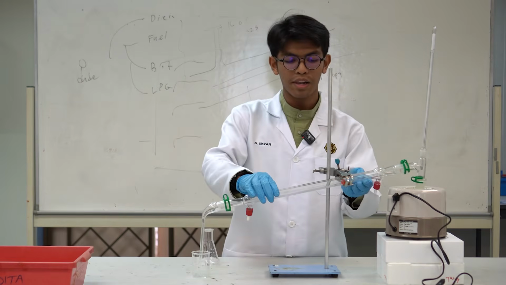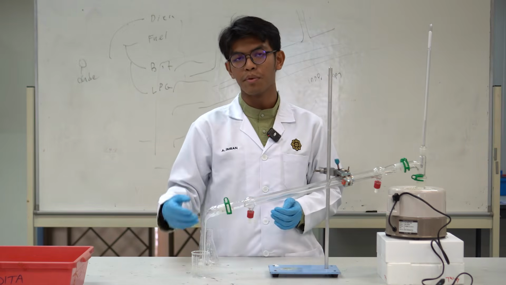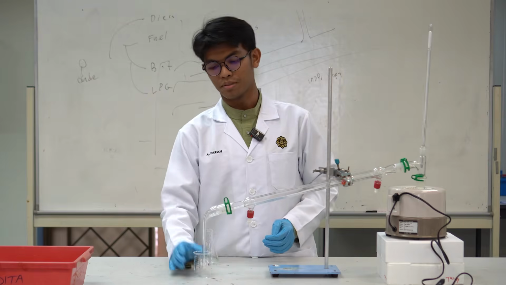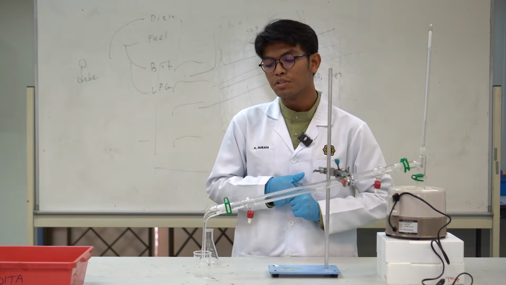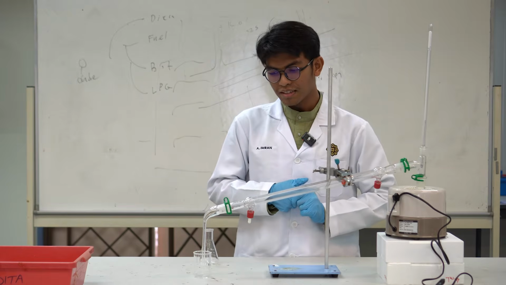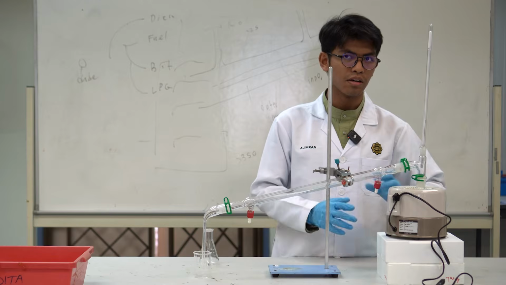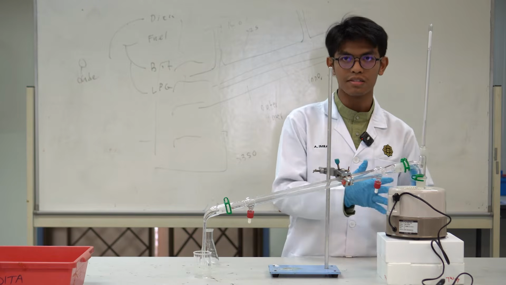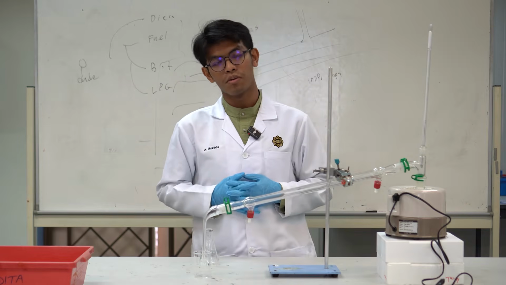But if we put it at an angle like this, towards downwards, then it will flow easily and we can maximize our product amount. As for the second precautionary step, it is to ensure that the temperature of the heating mantle, or the temperature of the distillation process heating, is maintained at 40 degrees Celsius. We want to obtain pure DCM, dichloromethane.